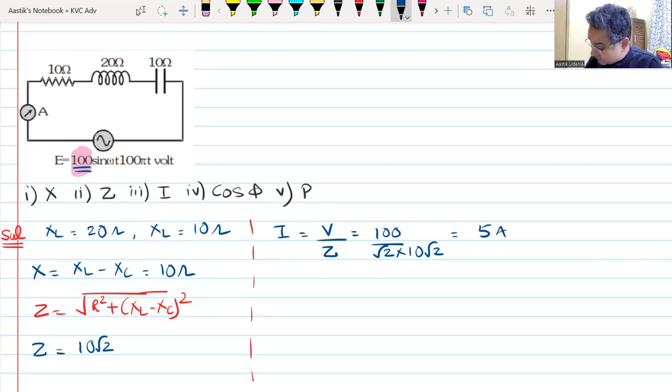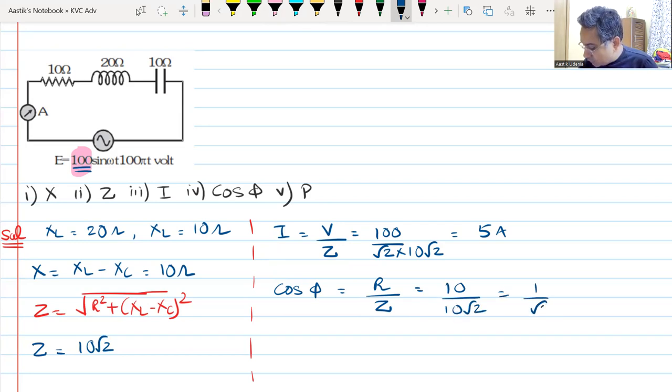Now, to find out the value of cos phi, you don't have to do anything extravagant. You just have to divide R by Z. R is 10. Z is 10 root 2. So, this becomes 1 by root 2. So, your phi, the phase angle, becomes 45 degrees. I hope everyone understands this. It's as simple as it gets.